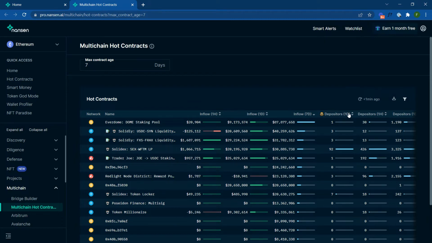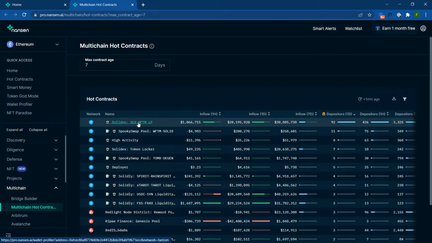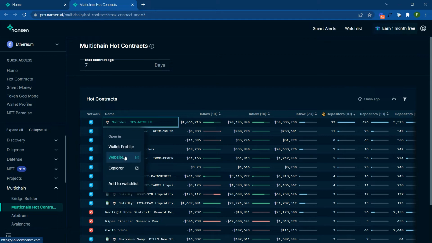What we are after, however, is the contract with the most smart money depositors in the last 24 hours. This position is held by liquidity pool, LP, of the tokens SEX and Wrapped Phantom. The pool is part of the Solidex project. This quick discovery exercise has provided us with our potential investment candidate, which means that due diligence can now start.